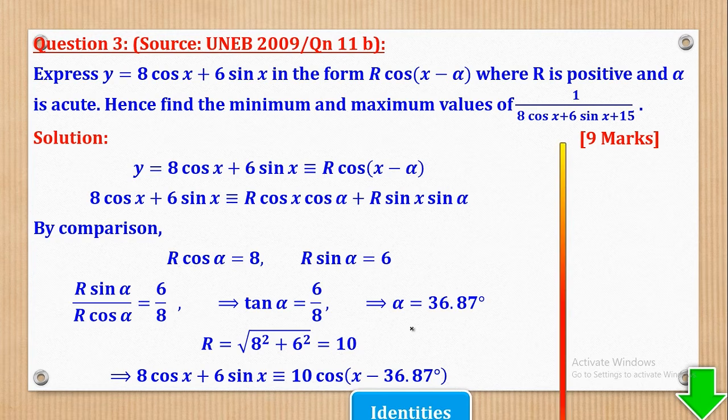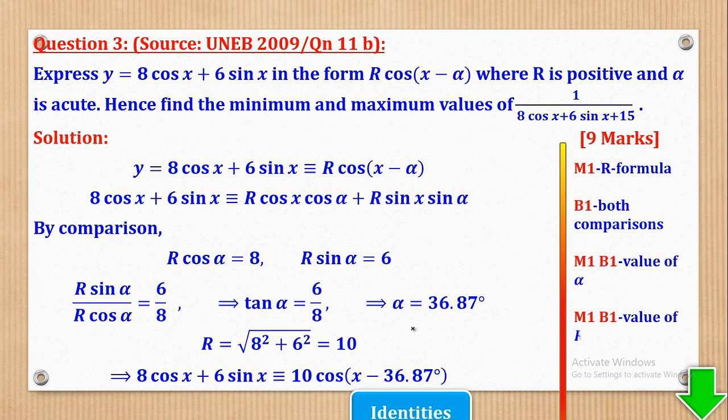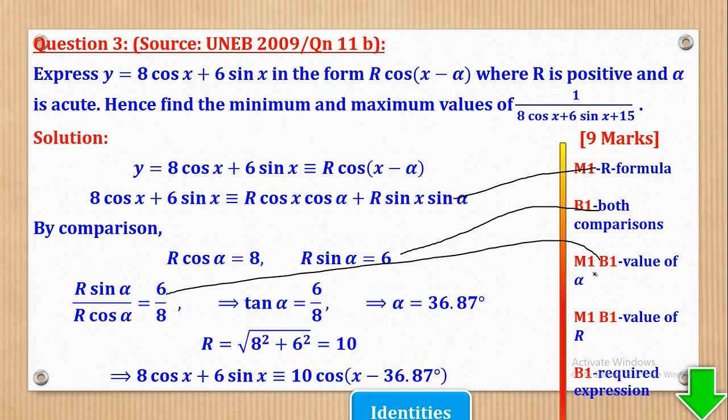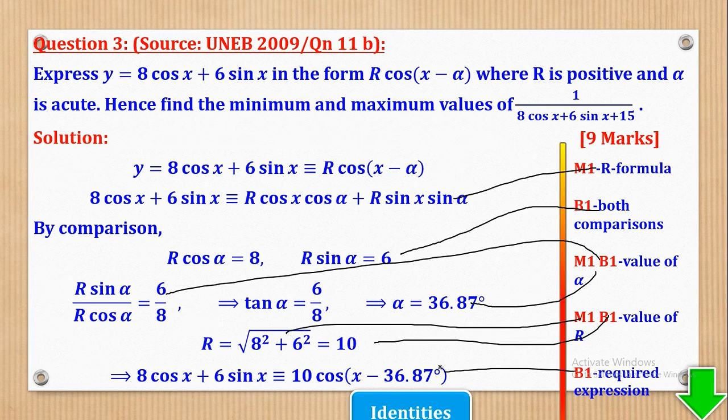So before I go to the next slide, let's see how marks can be awarded for this slide. So M1 for this, B1 for this, M1 for this, B1 for this, M1 for this, B1 for that, and B1 for that.